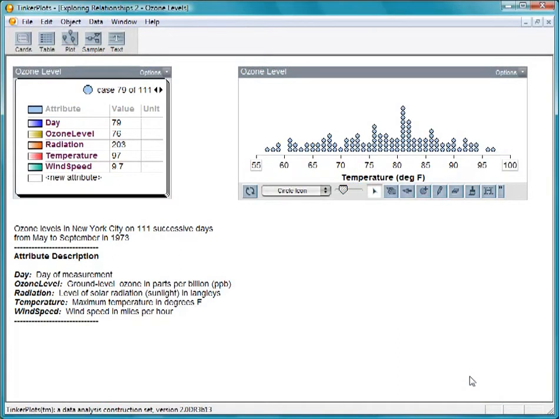In this movie, you will use TinkerPlots features to explore temperature and ground level ozone over 111 consecutive days in New York City. This graph shows the maximum temperatures of these days. Pull out another plot and graph the ground level ozone.